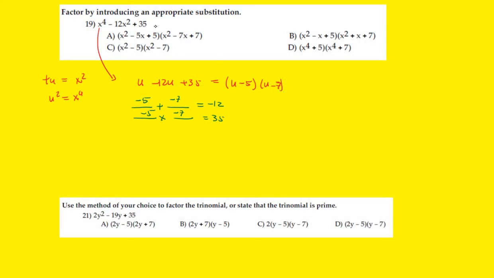But there is no u in the answer. There are x's. Because then you have to transform this back into x. So this one is going to be x squared minus 5, x squared minus 7. And the one that has x squared minus 5, here it is, it's C. Told you it's not all the time B. Here is C. Perfect. Next.